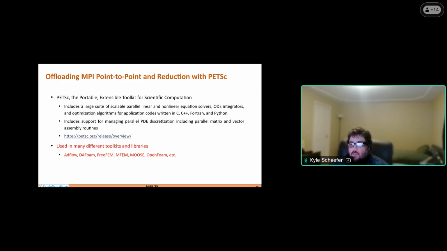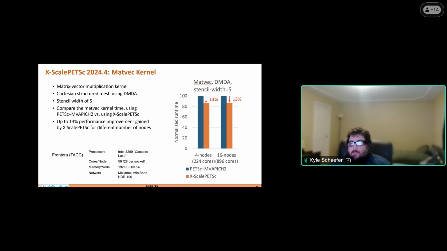And here's an example using PETC where we're offloading point-to-point communication and reduction. So we modified a solver algorithm to offload reduction to the DPU. So we're getting compute and communication offloading. So perhaps if there's not a whole lot of communication, you can offload some computation and see benefits. And we're seeing, in this scenario, up to 24% improvement.